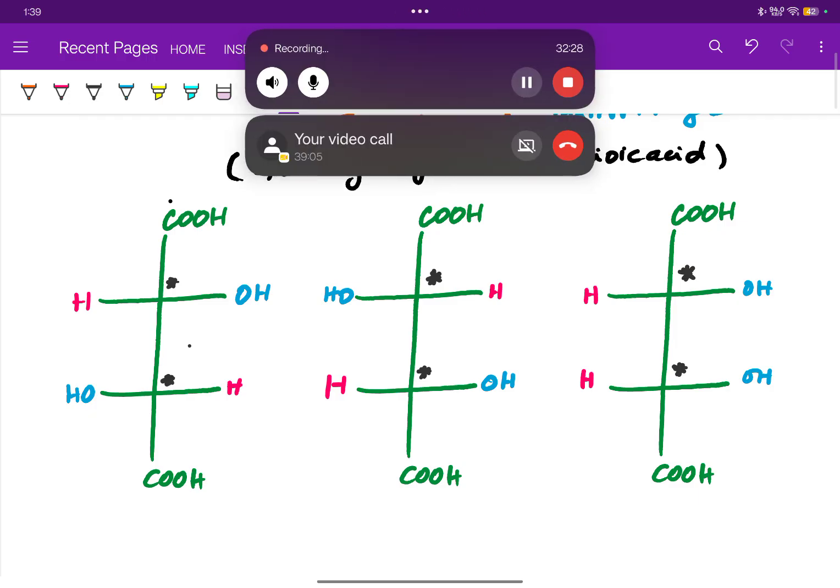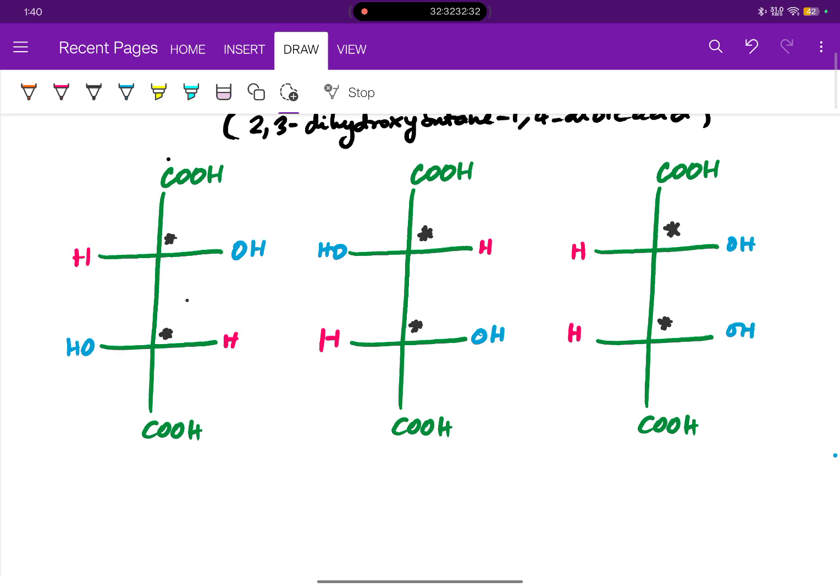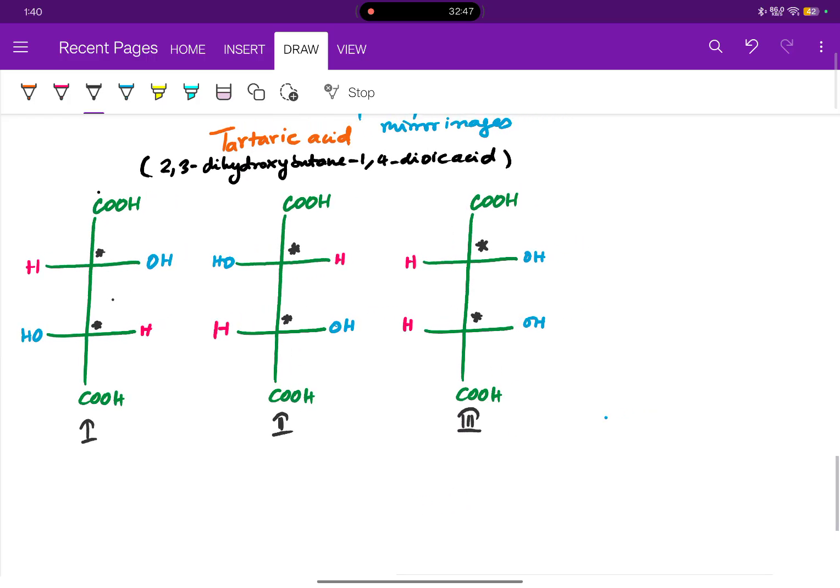Okay, copy this and let me know. Now let us see what are the names of these tartaric acids. So the first and second, 1 and 2. This is 1. I will put in Roman letters 1, 2 and 3. Let me zoom out a little.